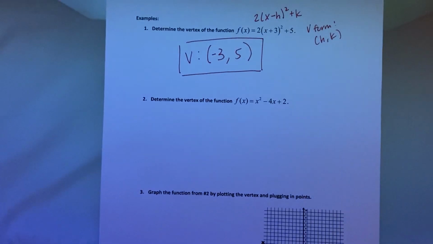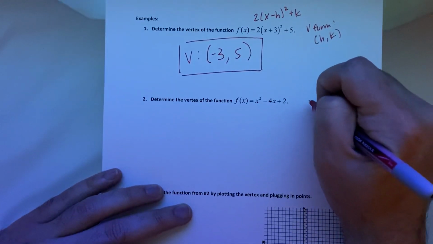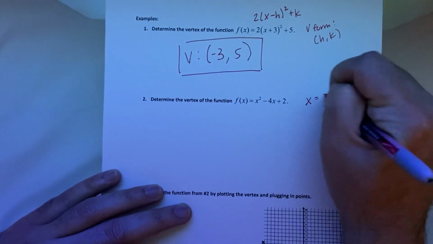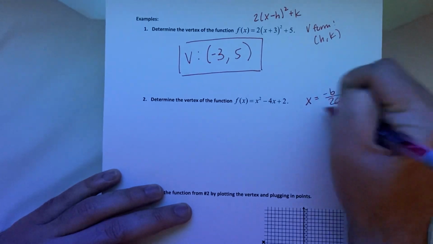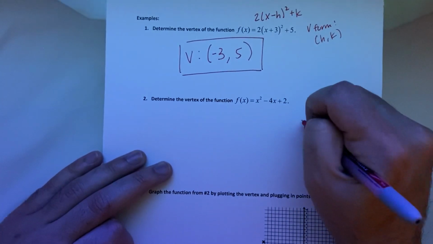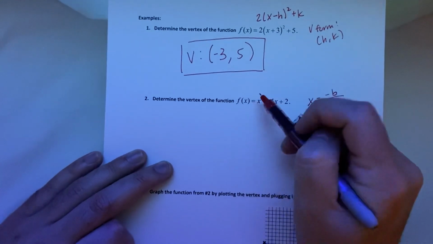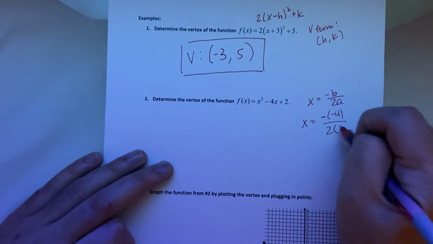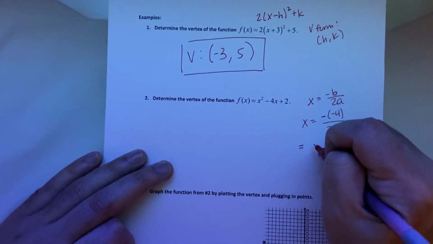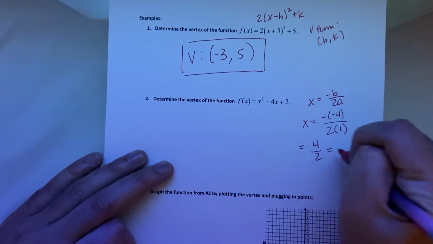Determine the vertex of the function f of x equals x squared minus 4x plus 2. So this is where I said this is standard form. You need x equals negative b over 2a, then you'll plug that in to get y. So b is whatever's in front of x, negative 4, over 2 times a, which is whatever's in front of x squared, 2 times 1. That would be negative negative 4 is 4 over 2, which is 2.